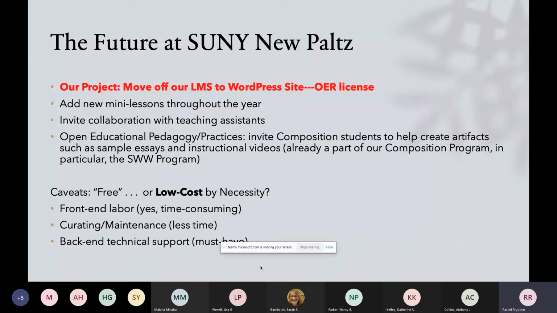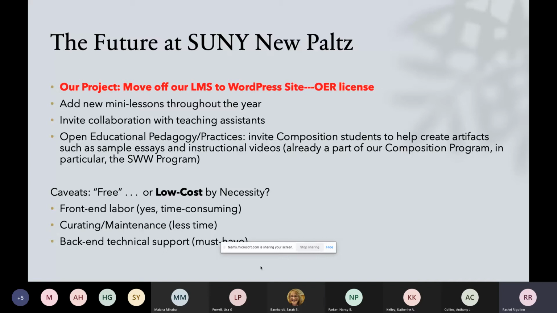So a couple of caveats here. When we say quote unquote free in terms of online open educational resources, to a certain degree, it may be that we mean low cost. Well, what do I mean by that? Lumen Learning, for example, does charge. I think it's $25 per text, but that's because they're not charging for the material.